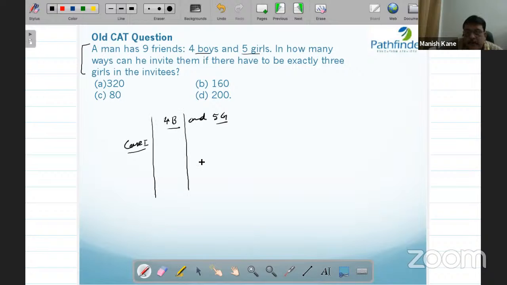There is no constraint on total number. The only constraint is on the number of girls. So every case will have the same number of girls. There are three girls in every case.